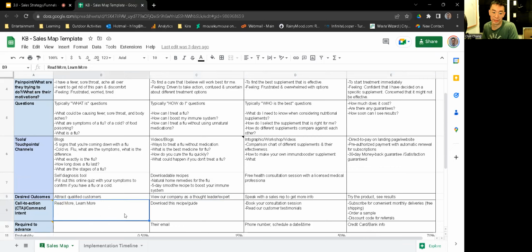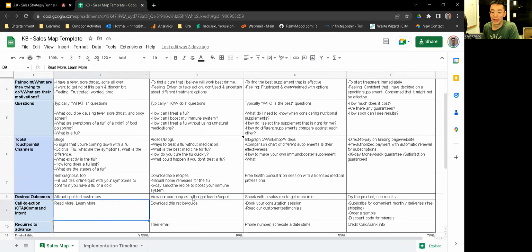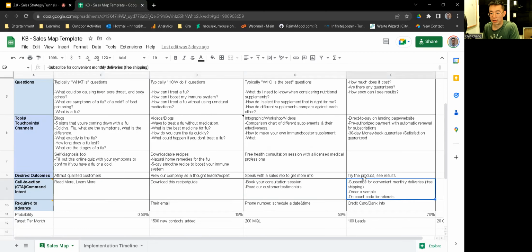Call to action, same applies. If someone is reading a blog, trying to learn about what they have, and you say buy now as your call to action, then you come across as being pushy, right? So depending on where they're at in their journey, it makes sense to meet them with the right call to action as well. Maybe it's read more or learn more over here. Maybe it's download this recipe. Maybe it's book a consultation. Maybe it's subscribe now, order sample, whatever.